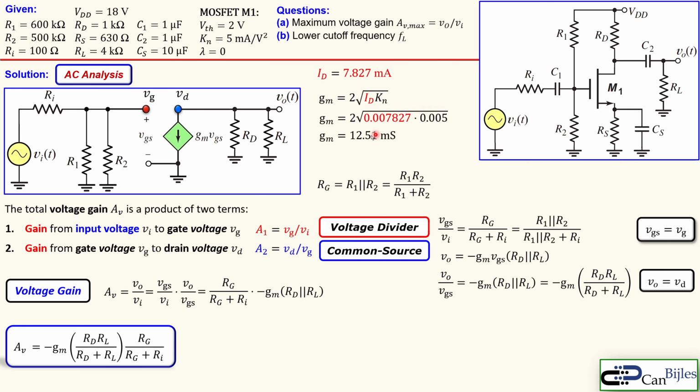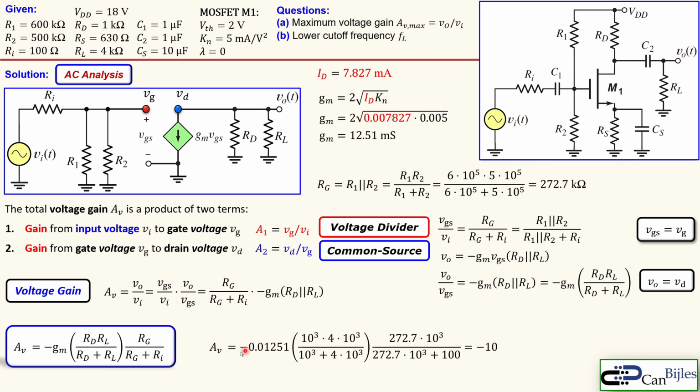Now let's substitute that, and you get here 12.51 millisiemens. This is a conductance. Okay, let's now substitute that here. You see here minus 0.01251 from the GM. This is the 1 kilo ohm. This is the 4 kilo ohm divided by the summation. And this is the parallel combination of the RG, which is shown here: 272.7 kilo ohms. And that will result in almost minus 10 as the gain, which is then 20 dB. All right, that was for question A, which is also the maximum gain for this circuit.